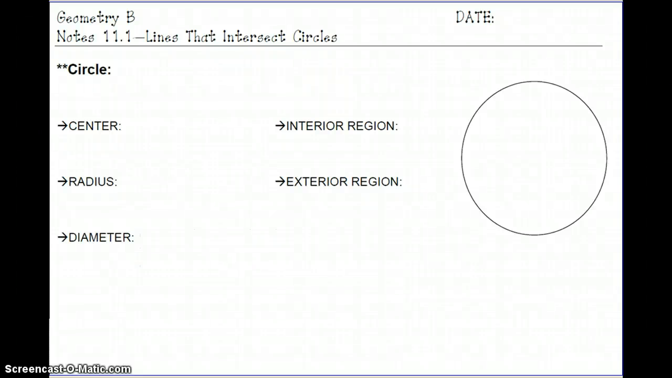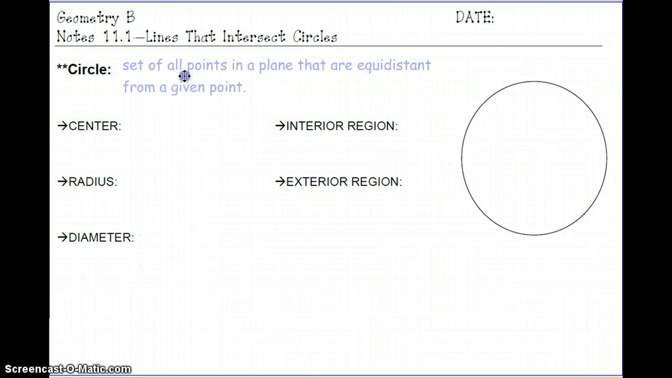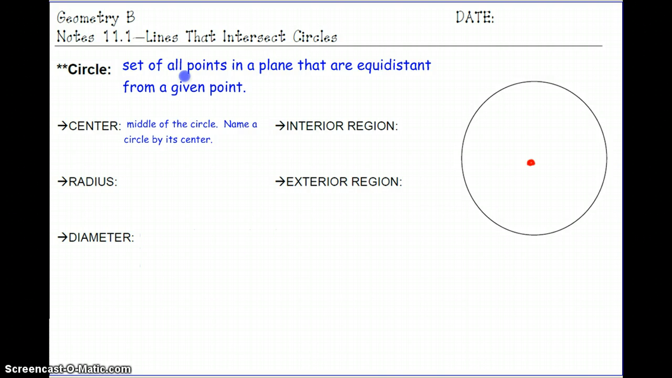Here is the first section from chapter 11. The definition of a circle is the set of all points in a plane that are equidistant from a given point. That given point that all those points are equidistant from is called the center. And the center of a circle is at the middle.